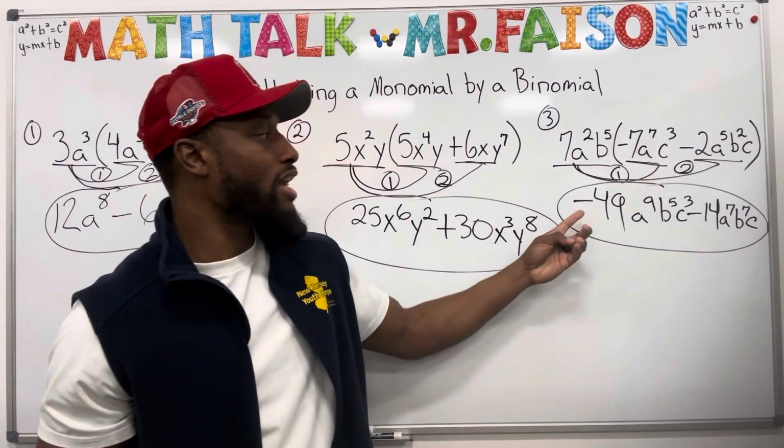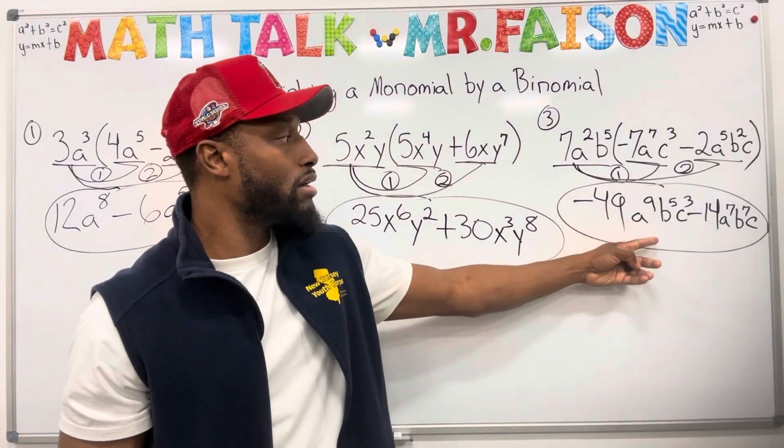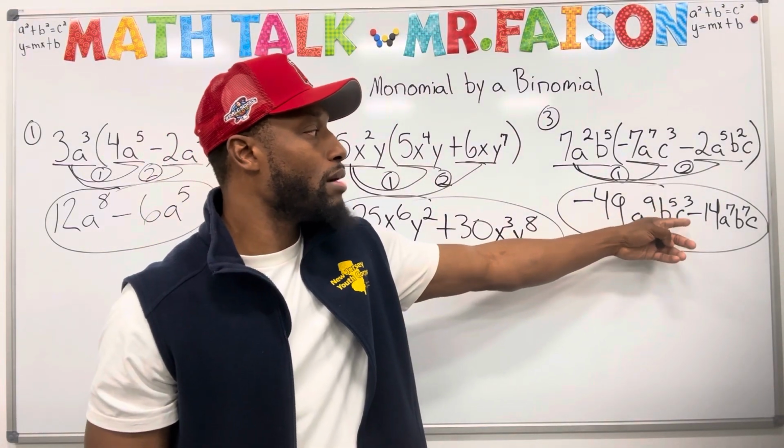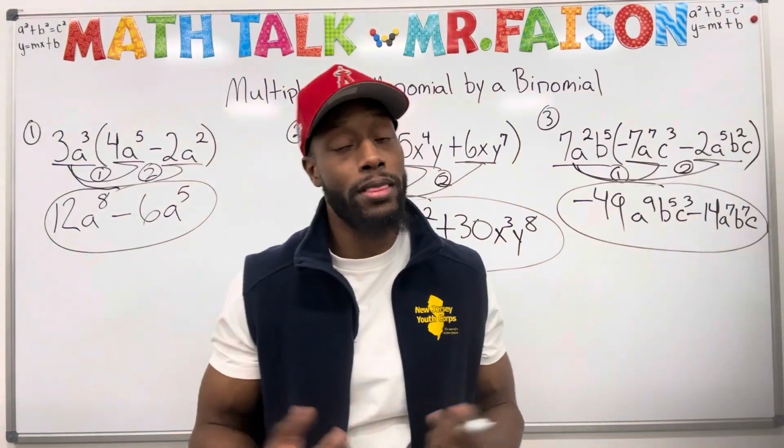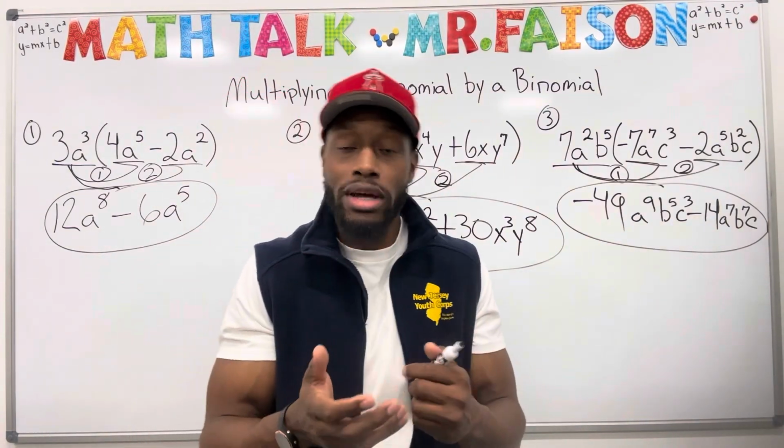So I'm looking at negative 49, a to the 9th, b to the 5th, c to the 3rd, minus 14, a to the 7th, b to the 7th, c. Hey, yo, and that's multiplying a monomial by a binomial.